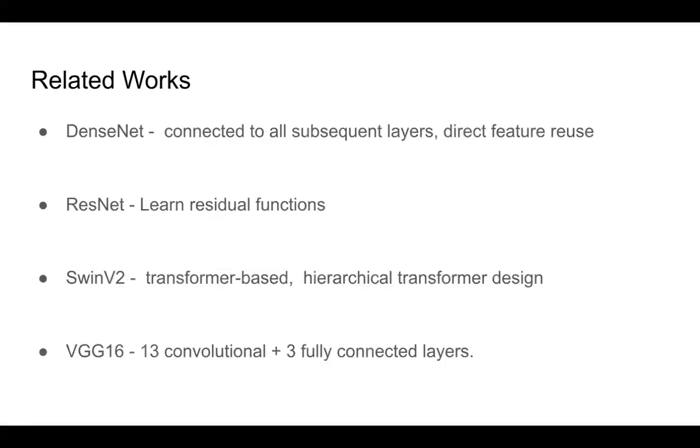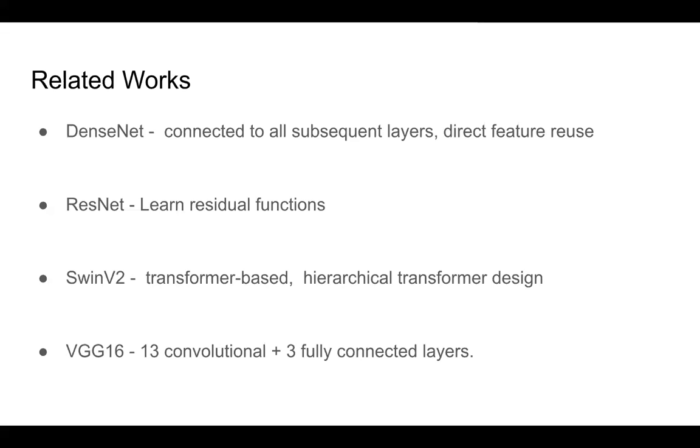So let me talk about some related works for our project. First, we're going to talk about DenseNet, where each layer is connected to all the subsequent layers in a feed-forward fashion. This allows direct feature reuse, reduces the number of parameters, and leads to better performance with fewer computational resources. And the second one is ResNet, where we enable the network to learn residual functions instead of the traditional feed-forward functions.